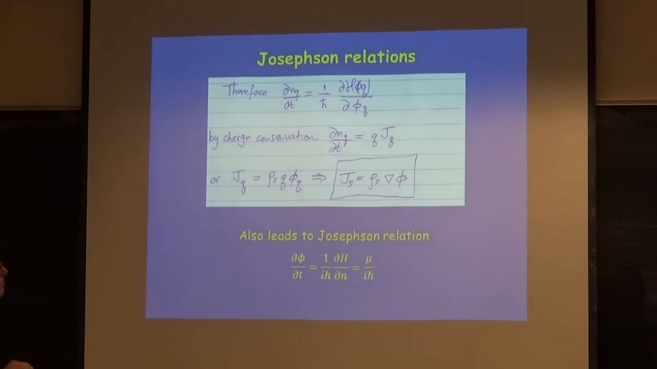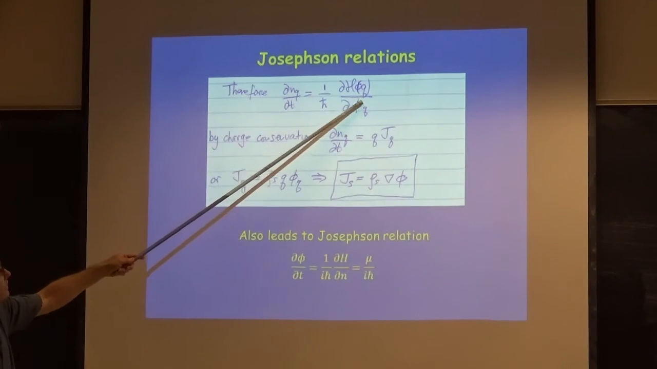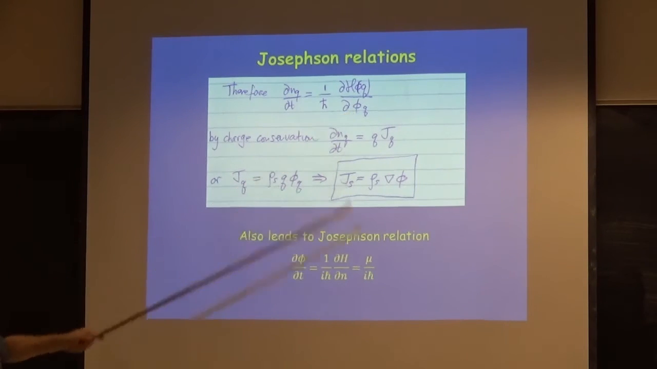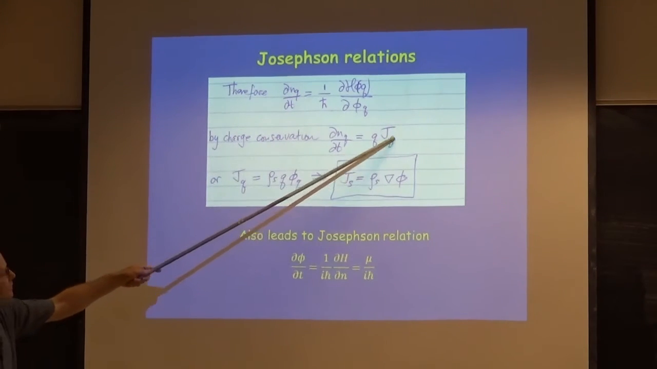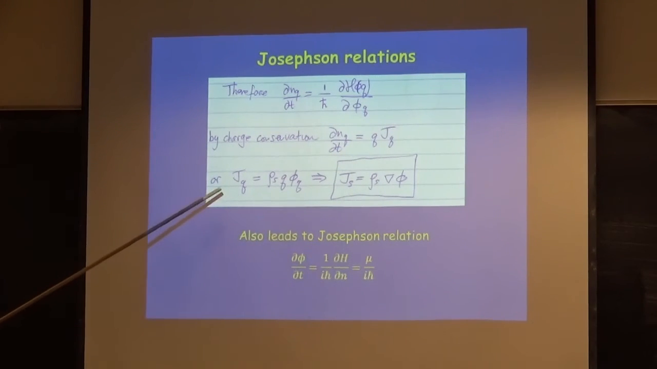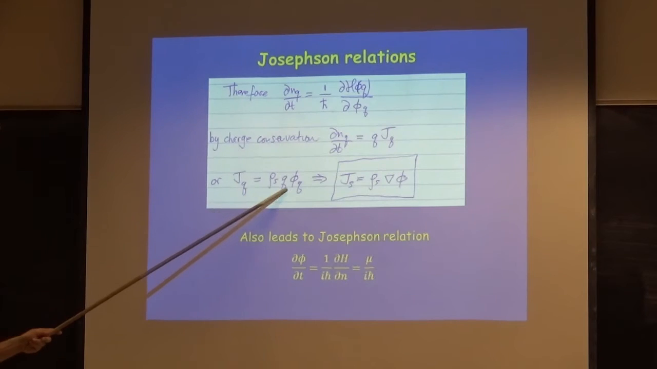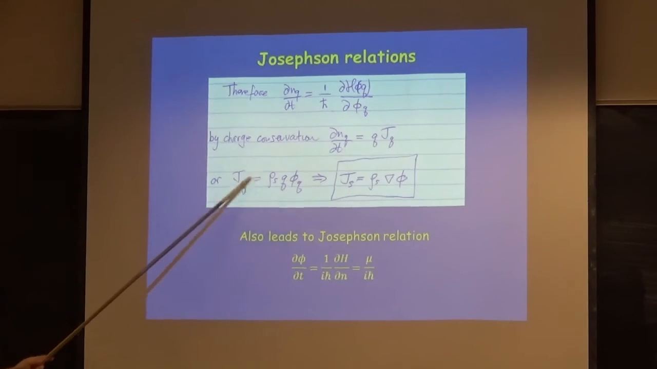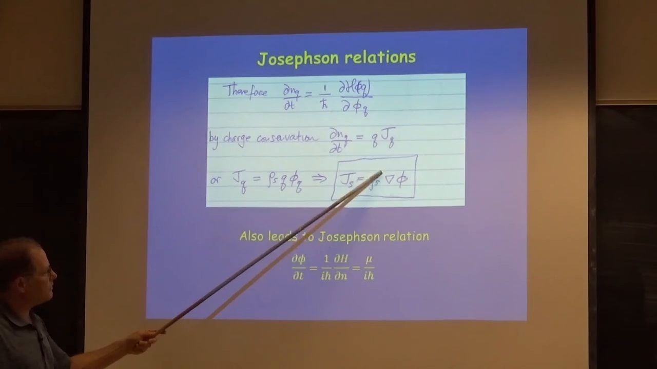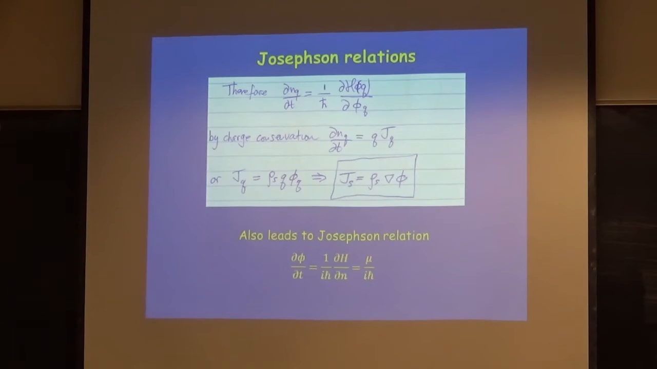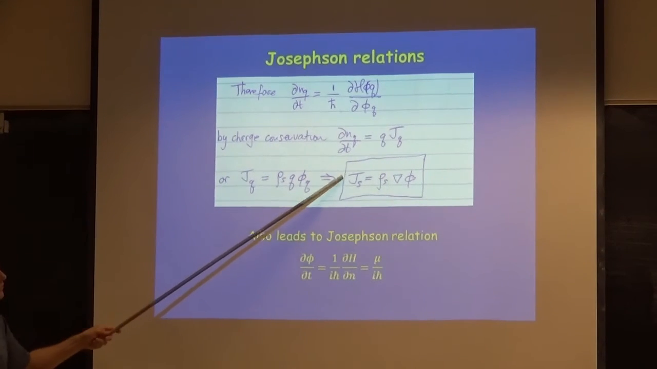of the phase. So therefore, I can write the time derivative of the number as this derivative of the Hamiltonian with respect to the phase. Now, by charge conservation, this time derivative of the number operator is the divergence of the current. So that allows me to finally equate the current density wave vector coefficients with the phase, or going back to real space, the current density is this phase stiffness times gradients of the phase. So this, to me, is really the essence of where this superfluidity comes from.